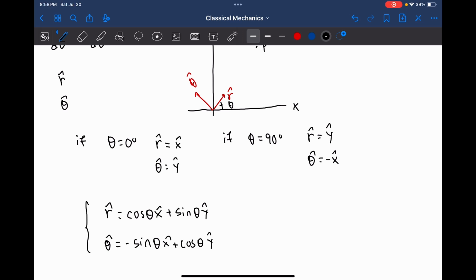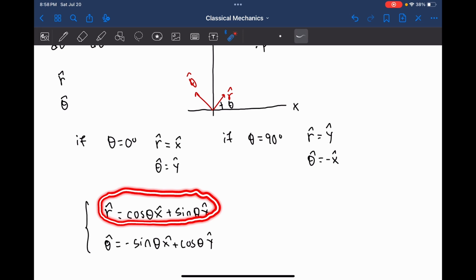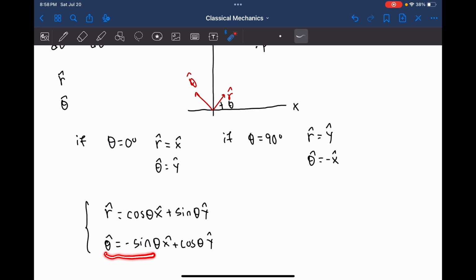Let's just make sure this works, right? If theta were 0 degrees, then we have that r hat is equal to cosine of 0 x hat plus sine of 0 y hat. Well, sine of 0 is 0, that's gone. And then cosine of 0 is 1, so we have that r hat is just equal to x hat when theta is equal to 0. And here, theta hat would be minus sine of 0 plus cosine of 0. Well, this would be 0, and we're left with theta hat is y hat. That's exactly what we expect.